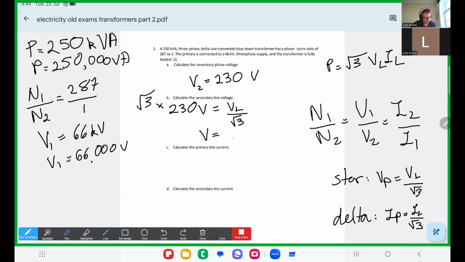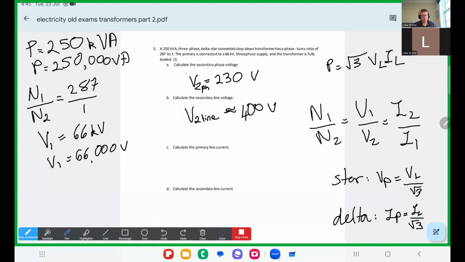230 times square root of 3 equals 398.37, which is approximately 400 volts. All right. Hopefully that's making sense so far. Again, I'm just going to clear some space so we can go on to the next part of the question. So V2 line equals around about 400 volts.